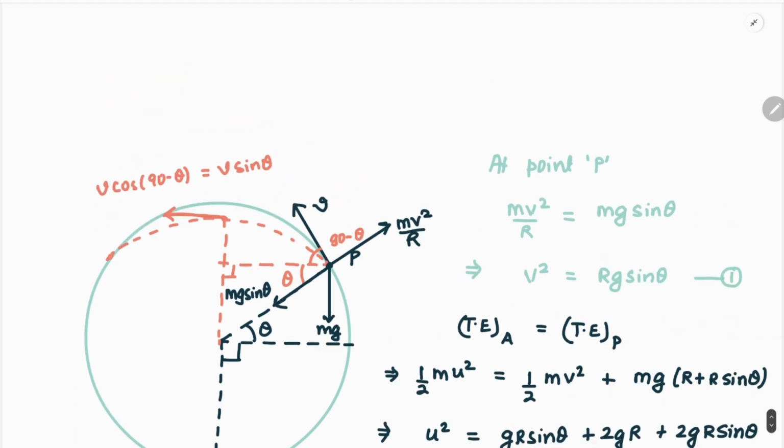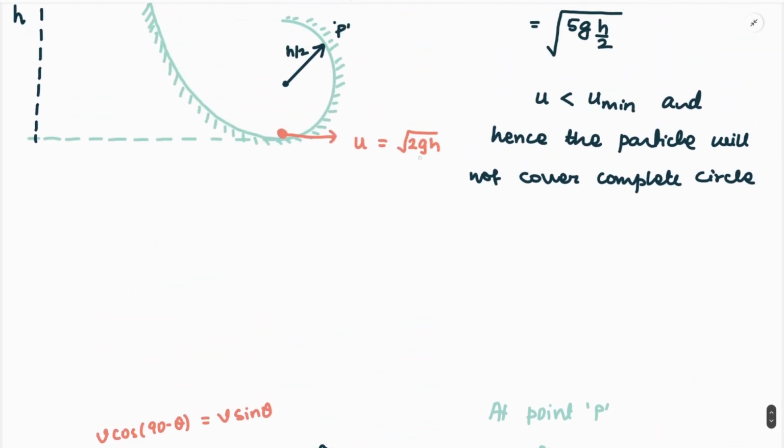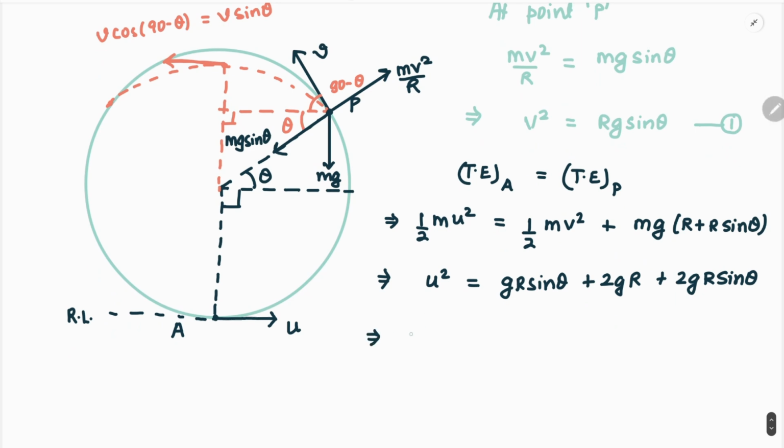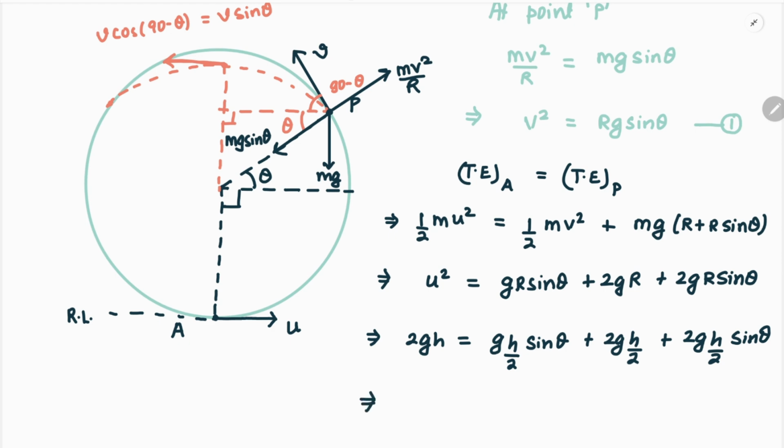Now over here, if we put the value of u as root 2gh, so root 2gh square is equal to 2gh, which is equal to g into r, with r equal to h by 2, sin theta plus 2g, again r is equal to h by 2, plus 2g h by 2 sin theta. And hence if we solve this expression for sin theta, we get sin theta equals 2 by 3.